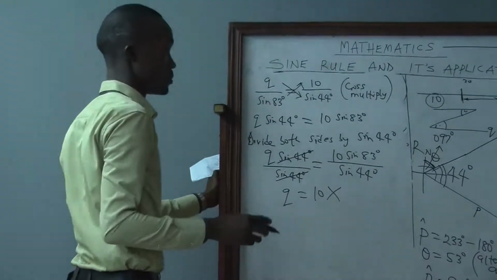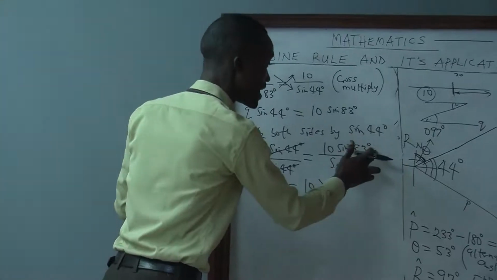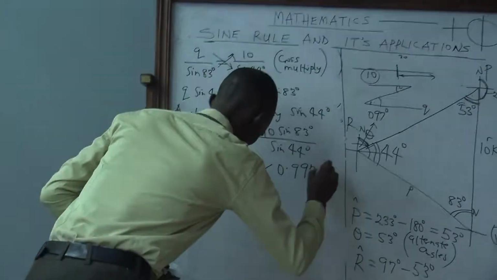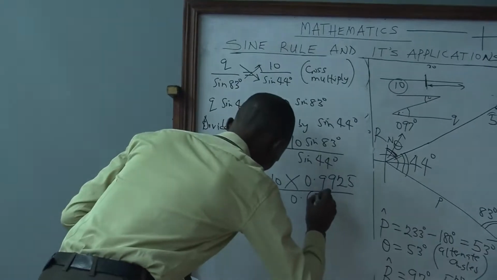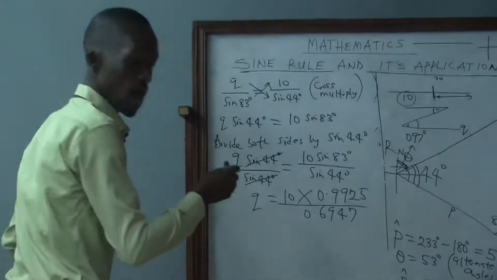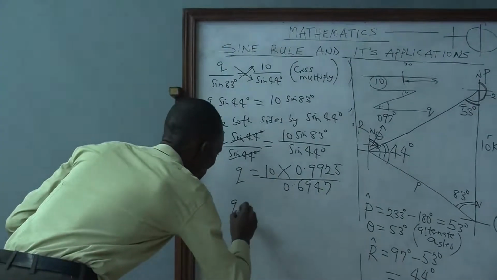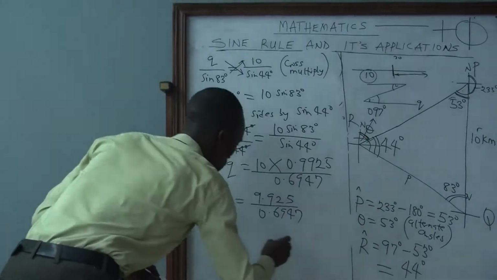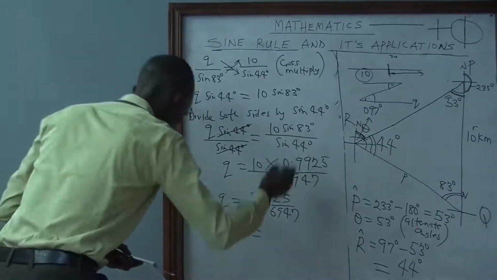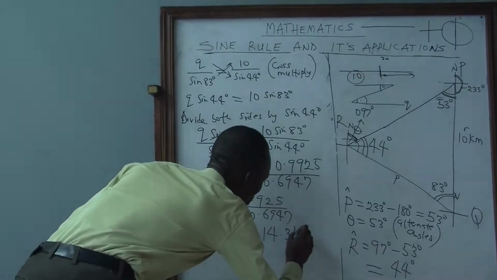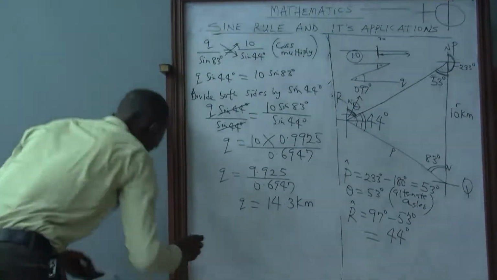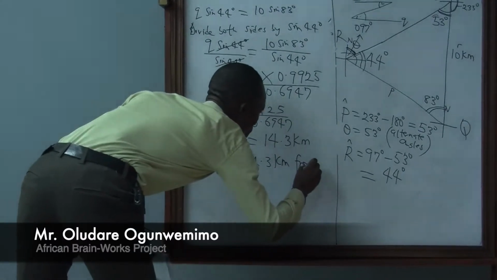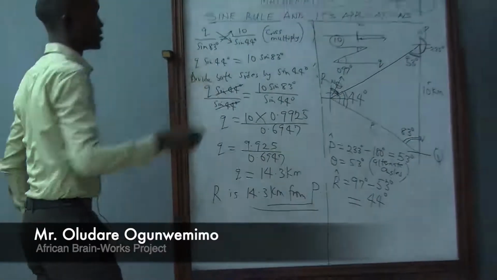If we check our four-figure table for the value of sine 83, we check 83 under 0 from sine of angles. That will give us 0.9925 divided by 0.6947. If you use our calculator for the product of this, we have q to be 9.925 divided by 0.6947. Using our calculator as well, we have the value of q to be 14.3 kilometers. Then we can write our conclusion that therefore R is 14.3 kilometers from P. And that is the solution to that question.